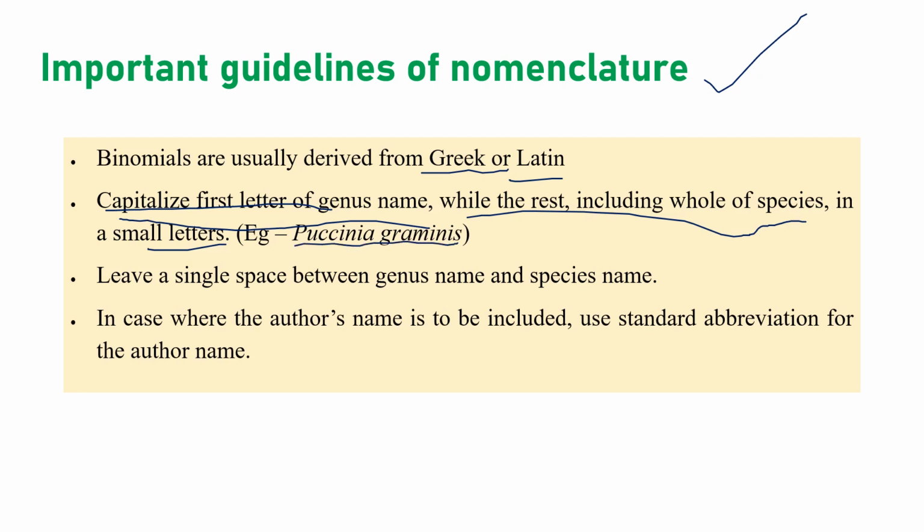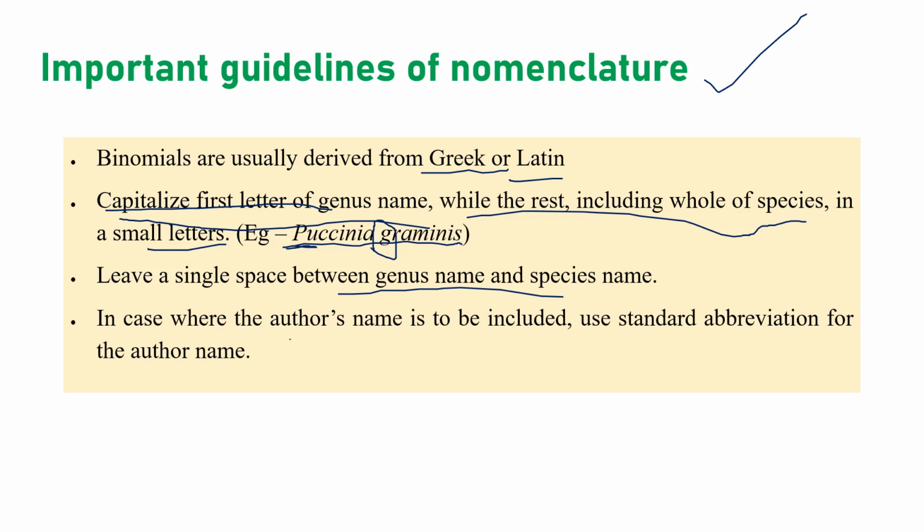For example, we can take Puccinia graminis. Puccinia starts with a capital P, right? Genus always starts with a capital letter. Graminis, like everything except the genus, will be in usual small letters only. There is a single space between the genus name and the species name. That gives clarity for reading.